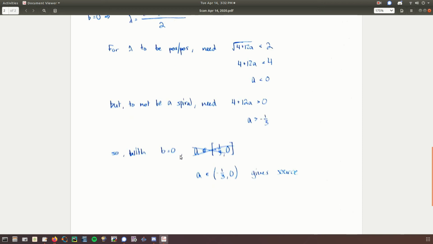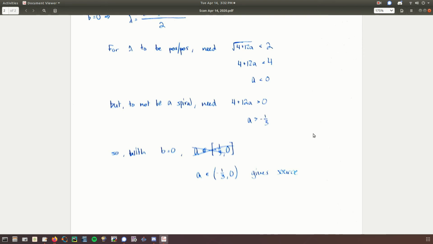And so we can conclude by saying if b is going to be equal to 0, then the only little interval of a values that's going to give just a plain old source is the open interval from negative 1/3 up to 0 right there. We found that a needed to be less than 0, and then it needed to be bigger than negative 1/3. You can just see I just typoed right here with my brackets. Those should be parentheses right there.